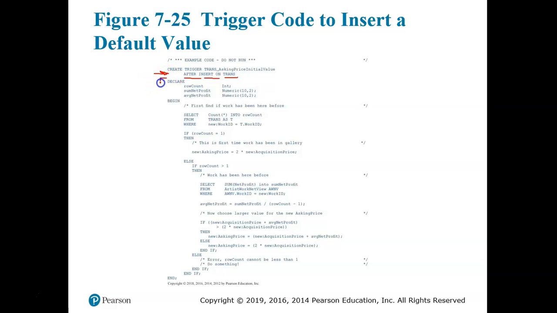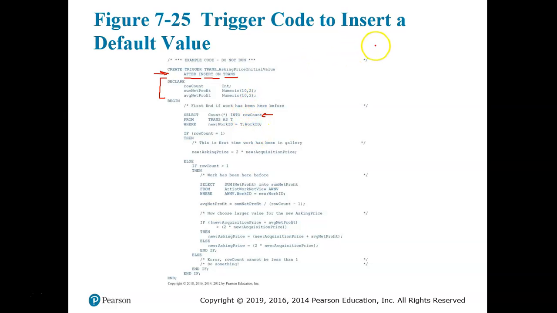We will start with a declaration section, where we declare variables, and then we will begin. What we want to do again is to insert a default value. This is just coding, very simple coding. So: select count, and store this count in a variable called row count from the table trans as an alias t, where new work ID equals t work ID.